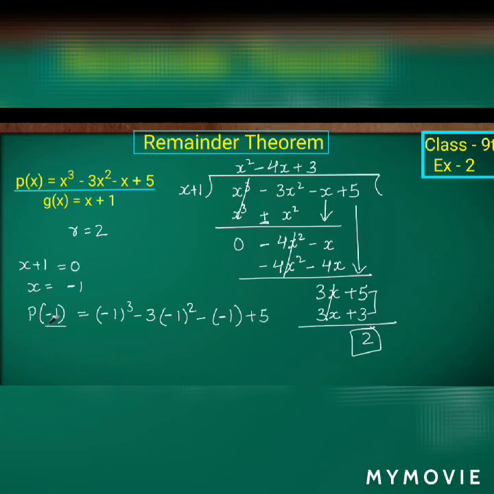So we know that minus 1 whole cube is minus 1. So minus 1, minus 3 into minus 1 whole square, which is plus 1. So plus into minus is minus, 3 into plus 1 is minus 3. So minus of minus will become plus 1 plus 5. So here, plus 5 plus 1 gives plus 6, and the remaining minus 1 minus 3 gives minus 4. So 6 minus 4 is obviously 2, isn't it?